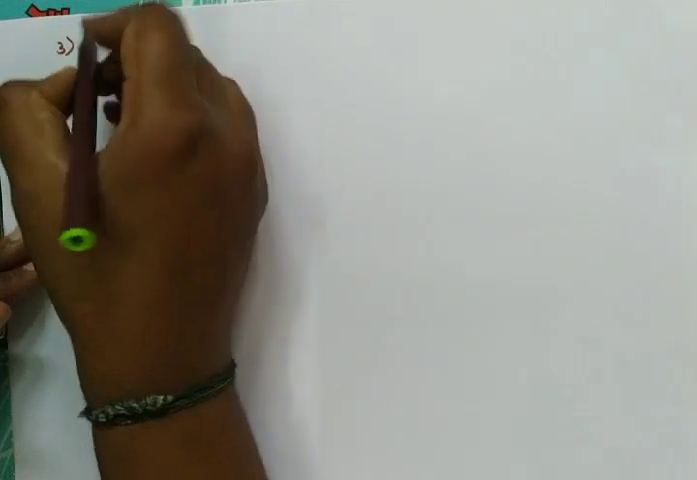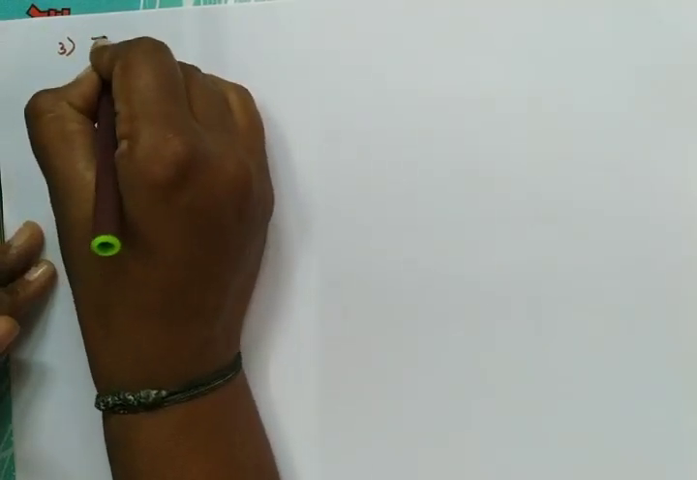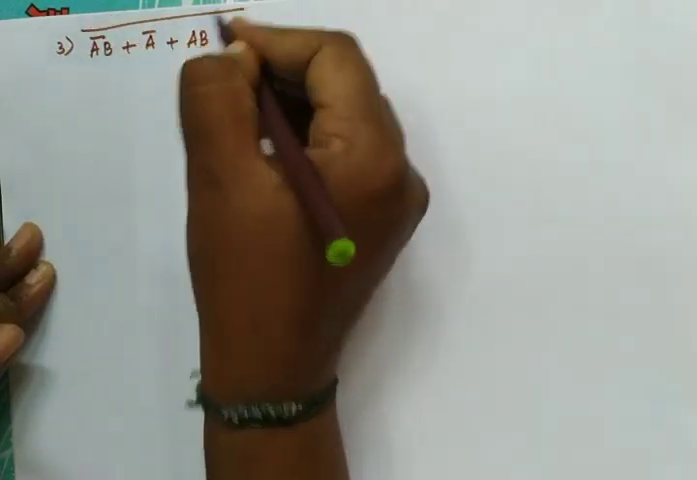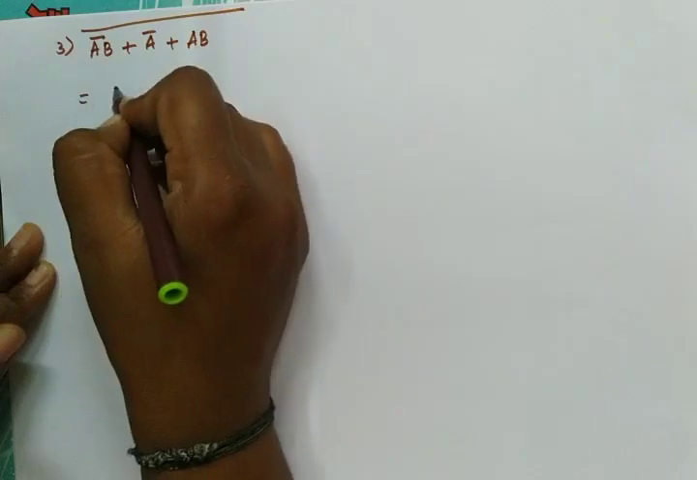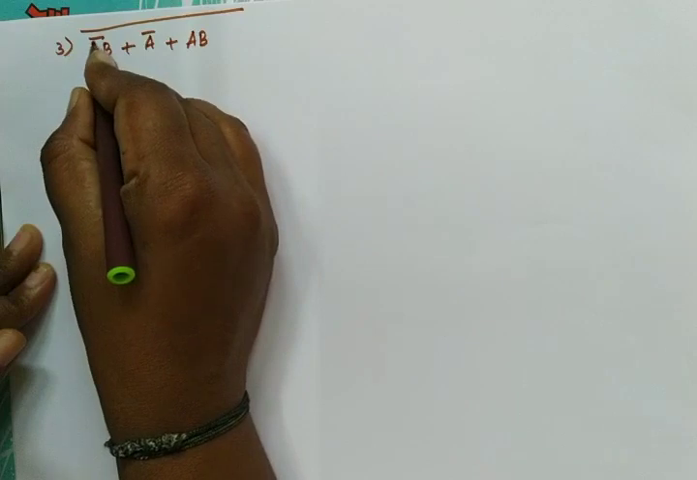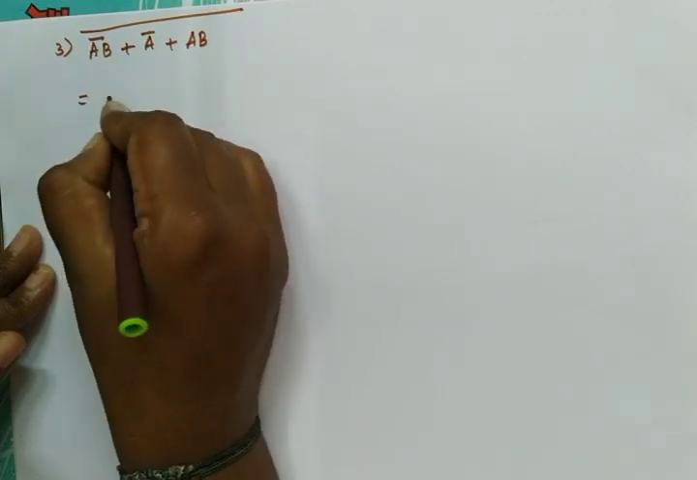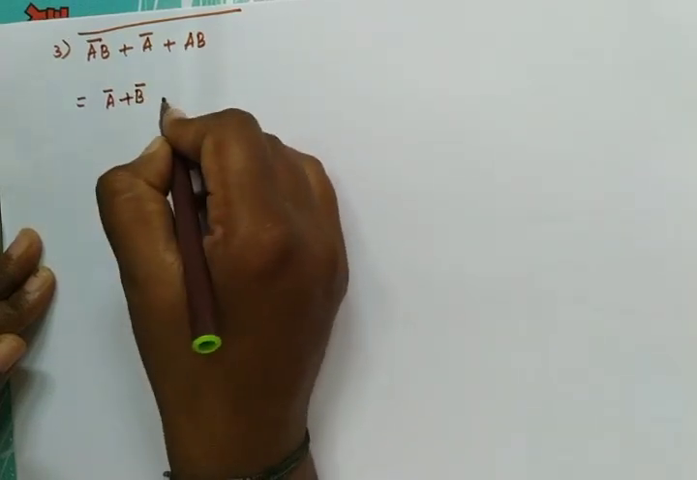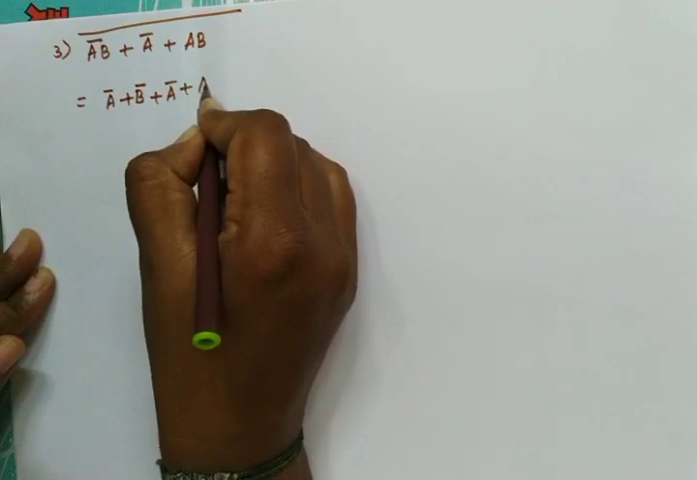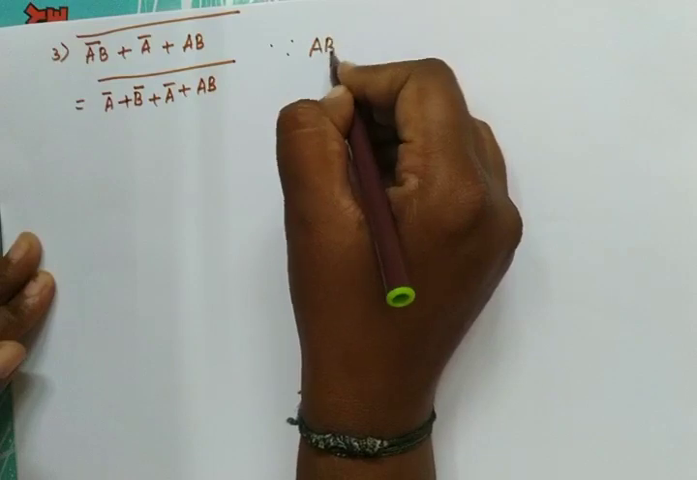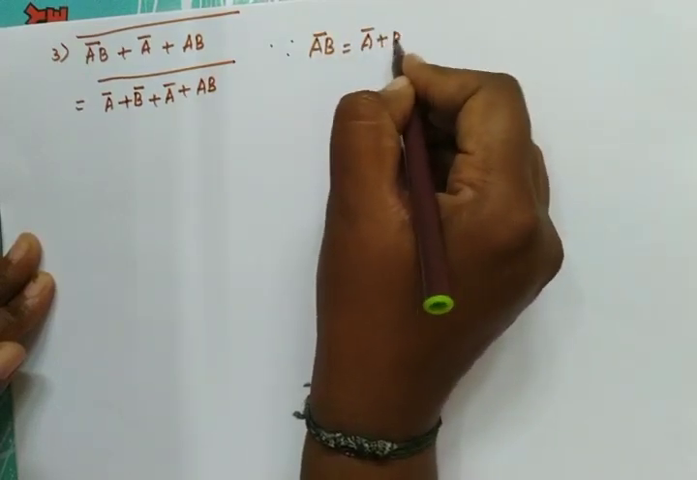Then, let us do another sum, which is equal to AB the whole bar plus A bar plus AB the whole bar. Now remember this Boolean expression. If we want to split AB the whole bar, what we have to do is A bar plus B bar. This is as per De Morgan's theorem. Plus A bar plus AB the whole bar, because we know that in De Morgan's theorem, AB the whole bar is equal to A bar plus B bar.